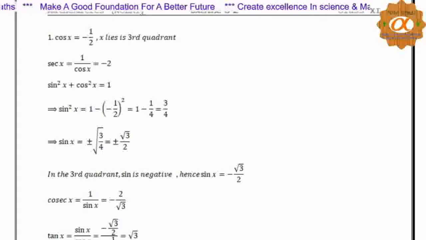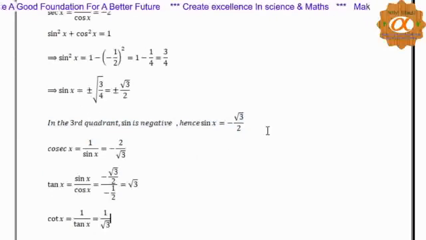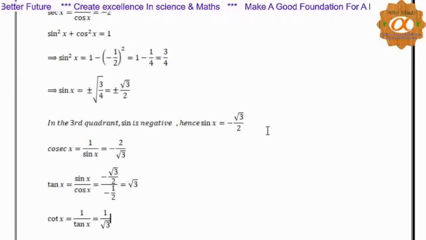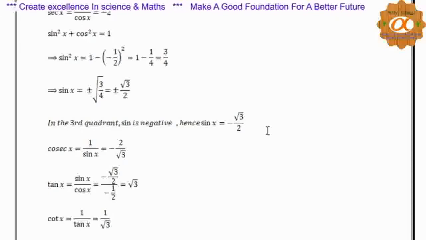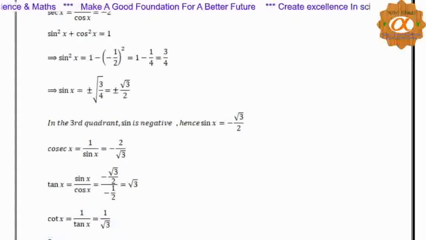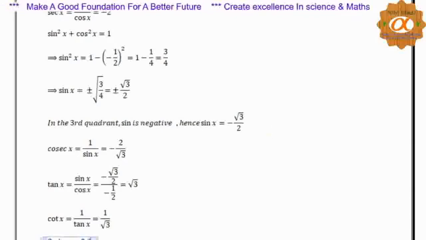So here are all the trigonometric ratios. Sin x is equal to minus root 3 by 2, cosec x is equal to minus 2 by root 3, tan x is equal to root 3, cot x is equal to 1 by root 3, and sec x is equal to minus 2. Now, question number 2. Question number 2 is given as sin x is equal to 3 by 5.